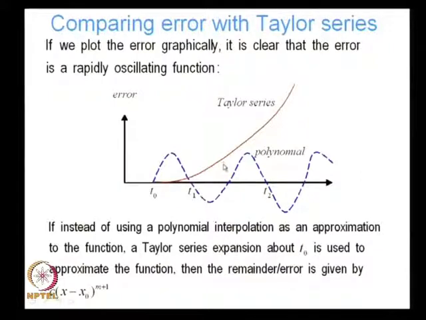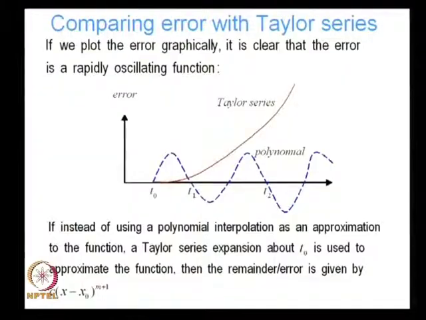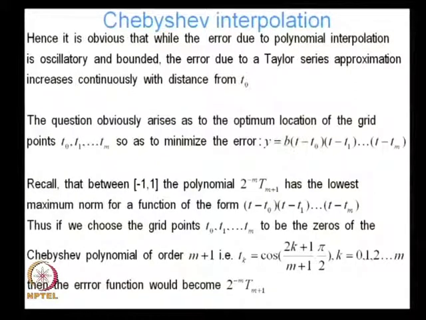But if I locate my grid points at the location of the zeros of the Chebyshev polynomial, in that case I am assured that this error term will also have the lowest possible magnitude. So it will not only be oscillatory, but it will also have the smallest possible magnitude. Hence it is obvious that while the error due to polynomial interpolation is oscillatory and bounded, the error due to a Taylor series approximation increases continuously with distance from t0.